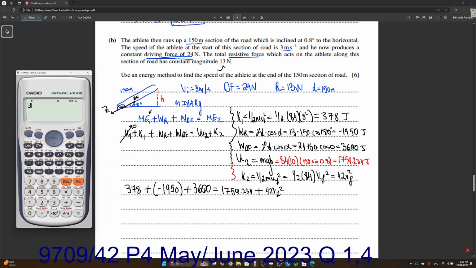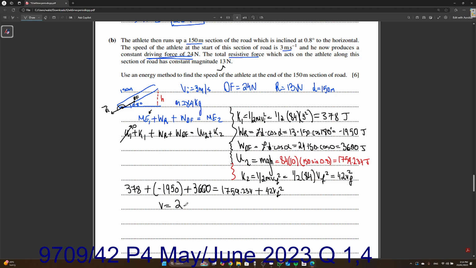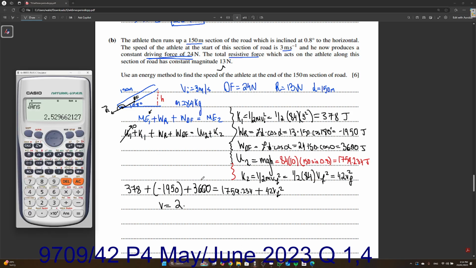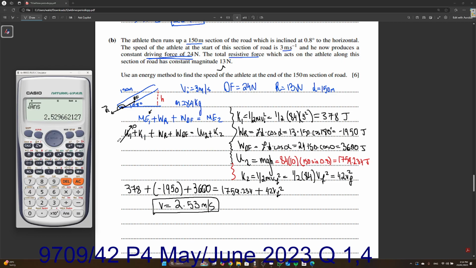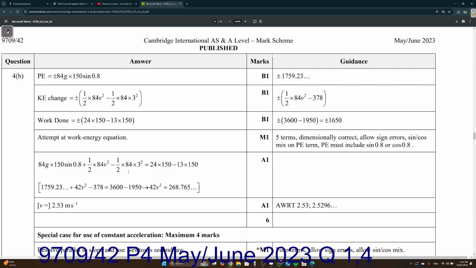Let's solve. 378 minus 1950 plus 3600 minus 1759.234, divided by 42, square root, you get v is equal to 2.53. Always three significant figures. In AS, you always do three significant figures, because it's not a definitive number, it's a long number. If it's a never-ending number, you do three significant figures. That's the rule.